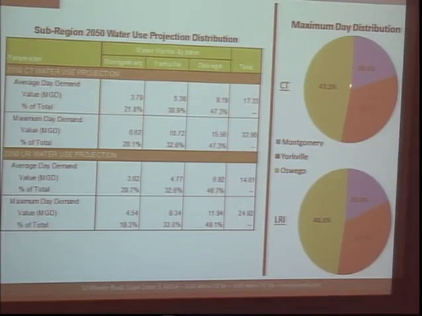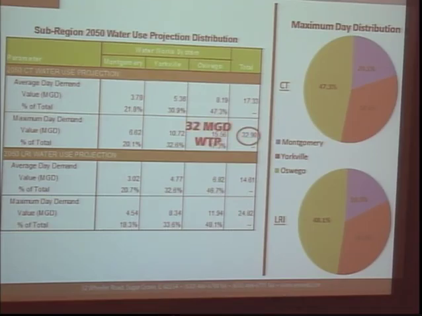The pie chart on the right shows what that distribution would be under a current trends water use scenario as well as an LRI. They're very similar overall. In rough terms, Oswego, based on their 90,000 population and the max day for their community, would have about 47–48% of the cost. Montgomery, obviously being a lower population and a lower maximum day demand, is downwards in the 20 to 22% cost.